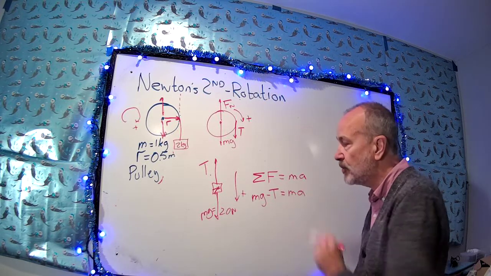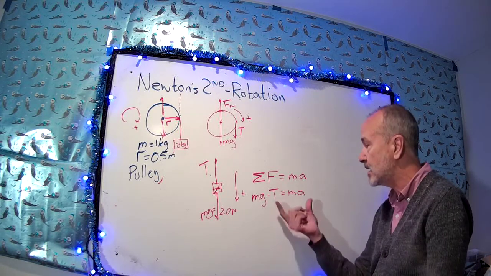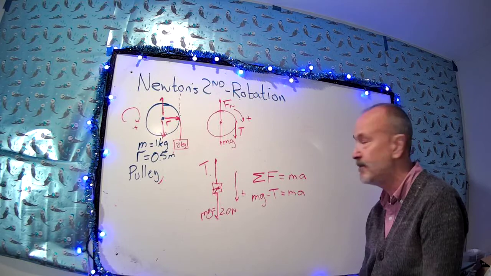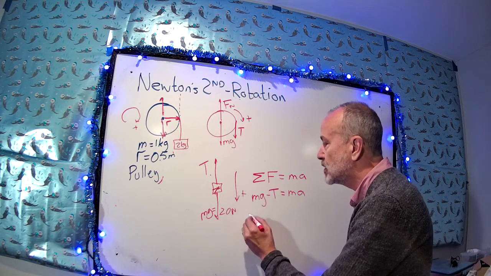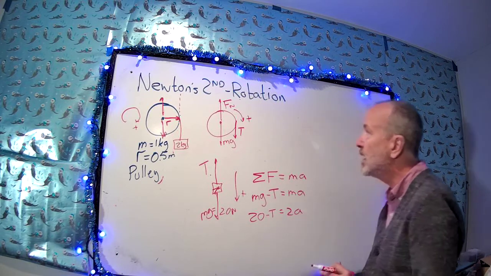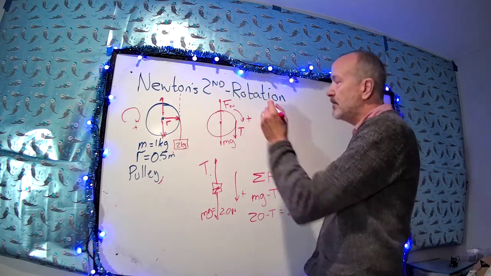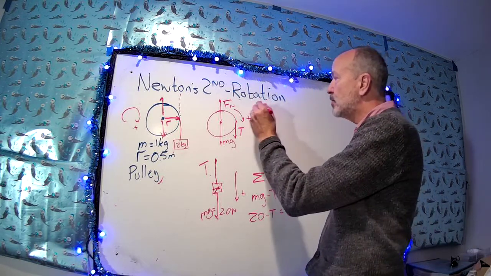Okay? And I can plug in the numbers, 20 minus T equals 2a, but I can't solve that yet because I've got two unknowns, T and a. Let me write it. 20 minus T equals 2a. Now let me come up here and write the Newton's second law equation for this. And as you might imagine, you're going to have two equations, two unknowns.